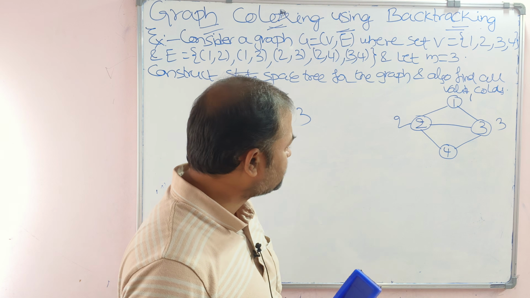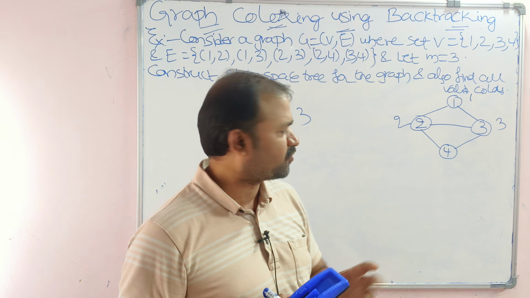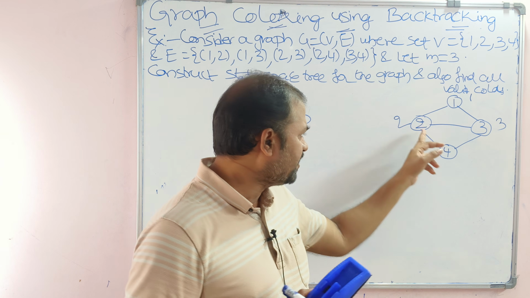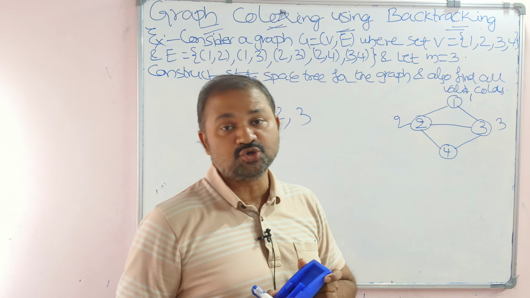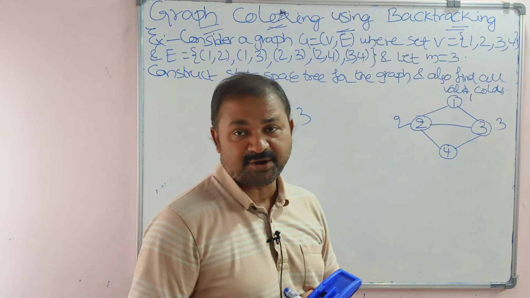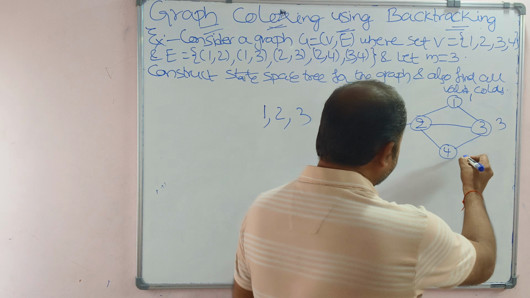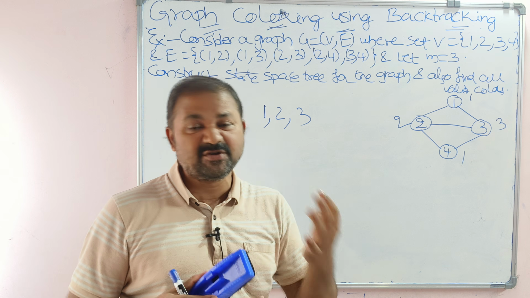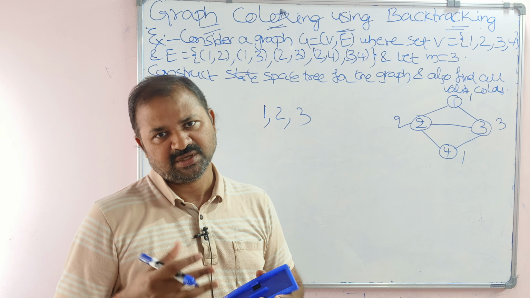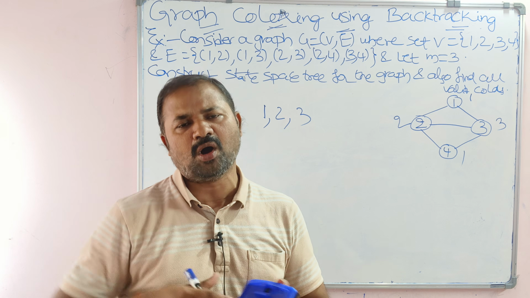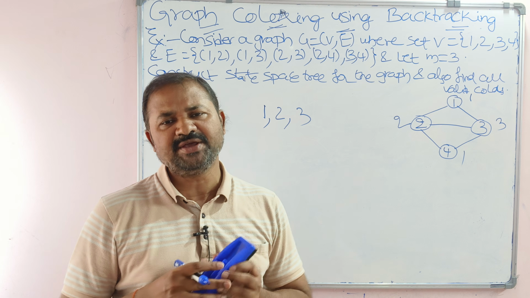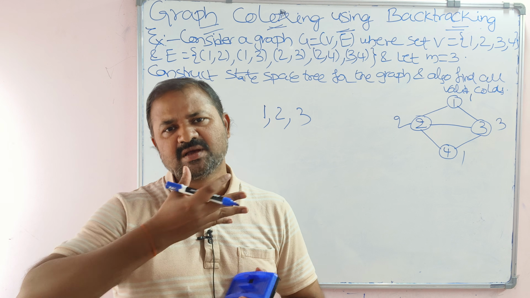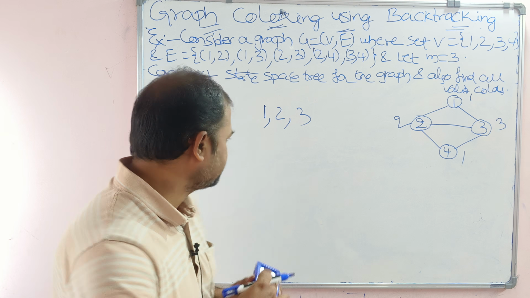Next we have to color vertex 4. We can't use the second color or the third color, because these two are adjacent to 4. But 1 and 4 are not adjacent, so we can use color 1. So this is one solution. Likewise, we may get a number of solutions. We need to show all the solutions by drawing the state space tree. The state space tree produces all the possible solutions.